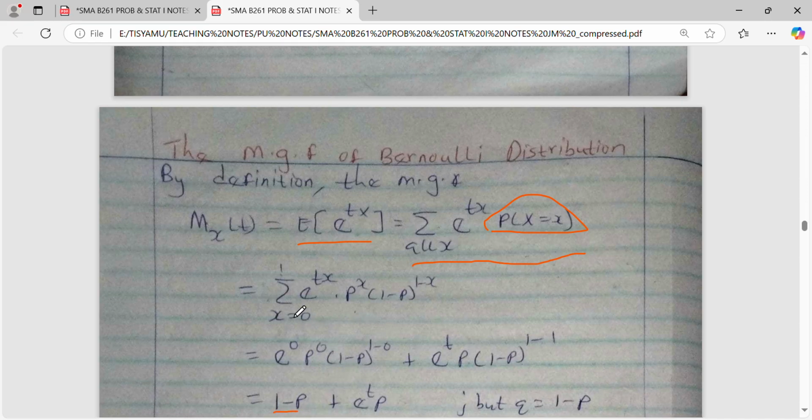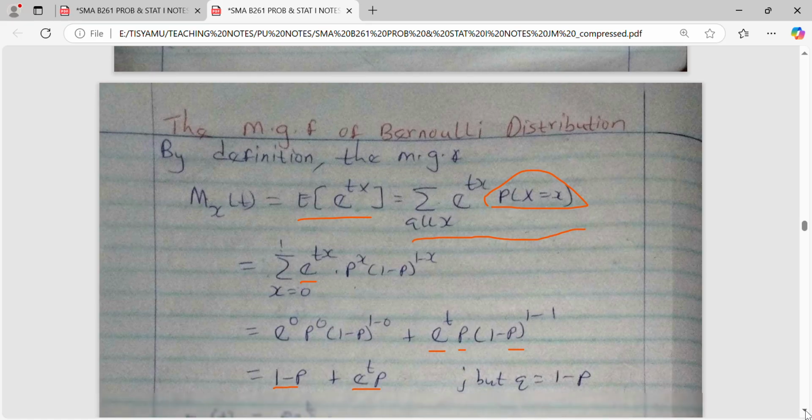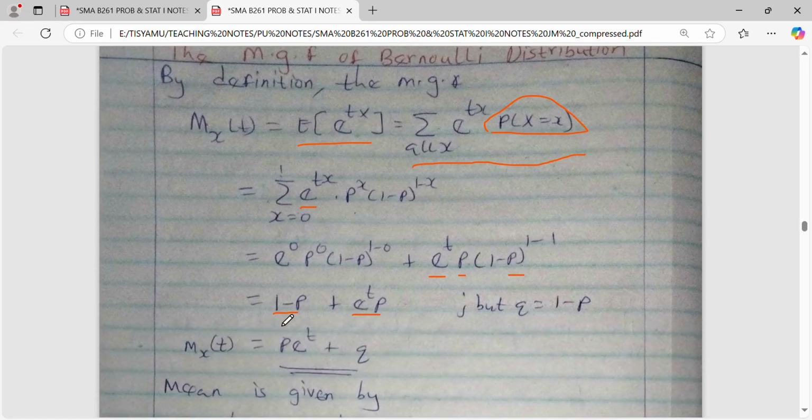Then we substitute x with 1. Where there is x, we put 1. So here we are going to have exponential of t times p raised to 1, which is p, times (1 minus p) raised to 1 minus 1, which is 0. So here we are going to remain with exponential of t times p. But if you look at the first term here, it is just q, because we said q is same as 1 minus p, and therefore the MGF will be given by p times exponential of t plus q.